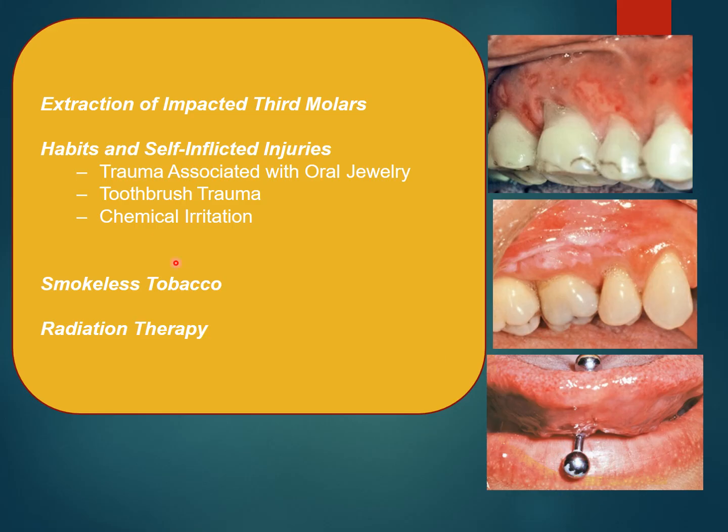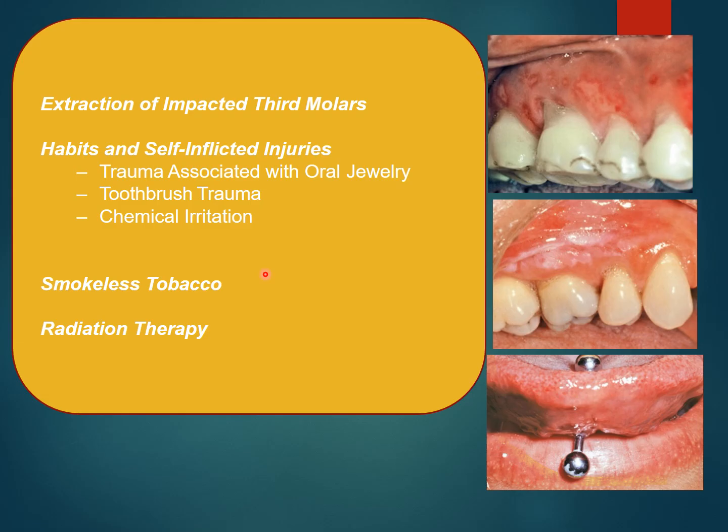The toothbrush trauma that can be associated with this leads to inflammation of the gingiva or traumatizes the gingiva. Then chemical irritation, that is chemical burns due to some acidic foods, can also be related to these injuries. And smokeless tobacco, like chewing tobacco, can also affect the gingiva, as it is usually placed in the mandibular buccal vestibule for several hours, so this can have an effect on the periodontium.